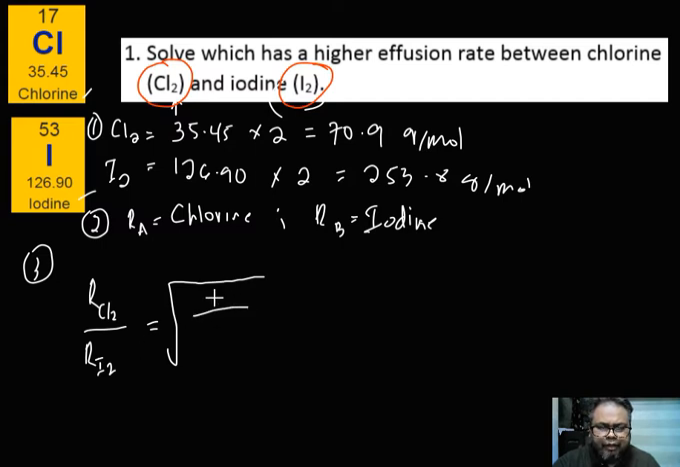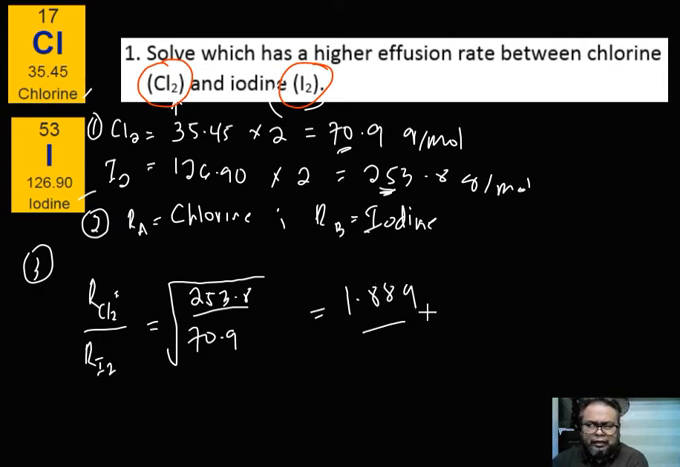So the one on top here should be the molar mass of iodine, which is 253.8 grams per mole. And then the one at the bottom should be the molar mass of chlorine, which is 70.9. Right, so let's solve this using our calculator. So this gives us 1.889. This means that chlorine has a higher effusion rate compared to iodine.